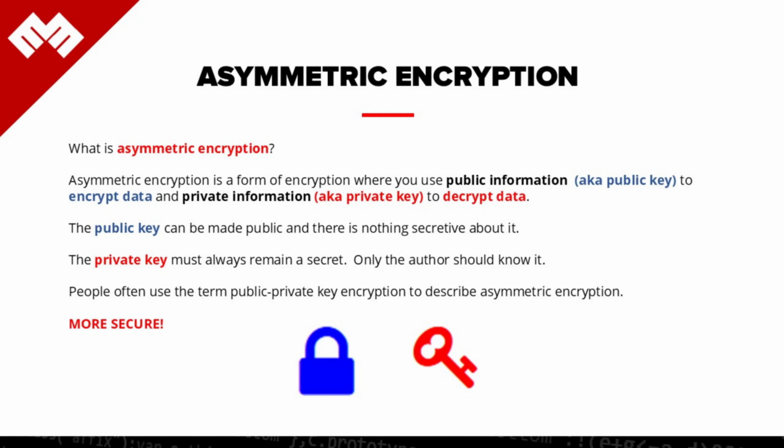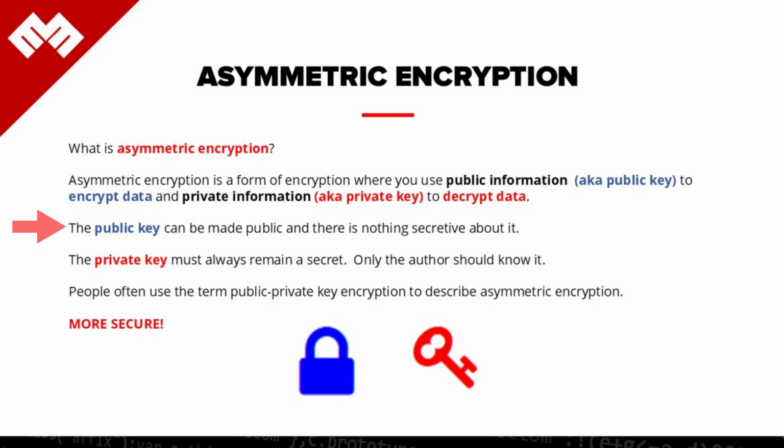Asymmetric encryption differs from symmetric encryption in that it does not use just one key. Instead, asymmetric encryption uses two different keys for two different processes. Asymmetric encryption uses one key for encrypting the data and a separate mathematically related key for decrypting the data. We call the key for encrypting the data the public key, and we call the key for decrypting the data the private key. As such, asymmetric encryption is also sometimes referred to as public-private key encryption.